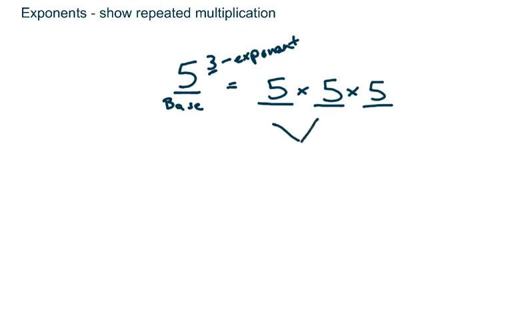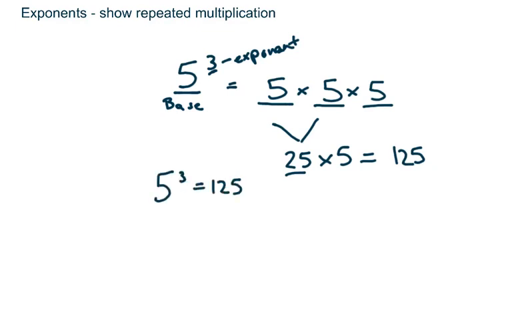When I take 5 times 5, I get 25. 25 times 5 is going to be 125. So 5 to the third power is 125.